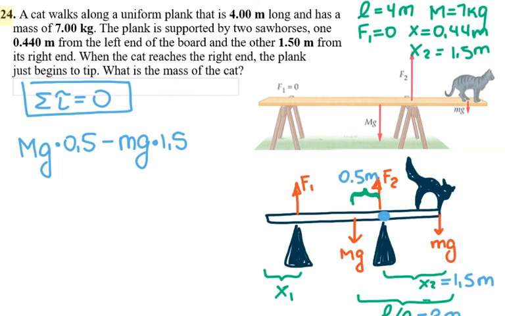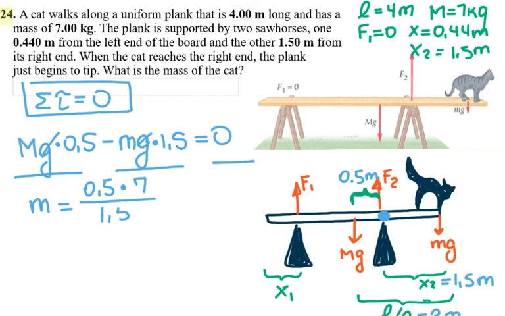and it is in equilibrium, so I'm gonna set it equal to 0, and I'm solving for the mass of the cat. All three terms, 1, 2, 3, can be divided by g, so g goes away, so the mass of the cat is equal to 0.5, the mass of the plank is 7, and divided by 1.5, and I get the mass of the cat is equal to 2.33 kilogram.